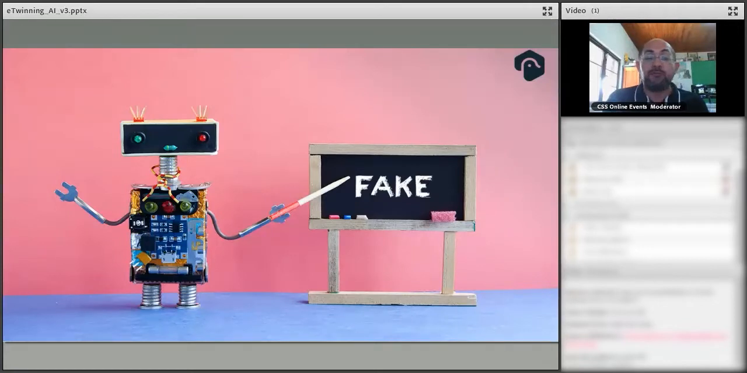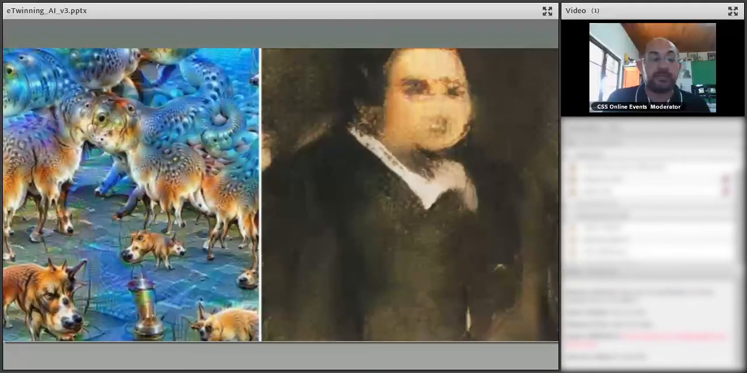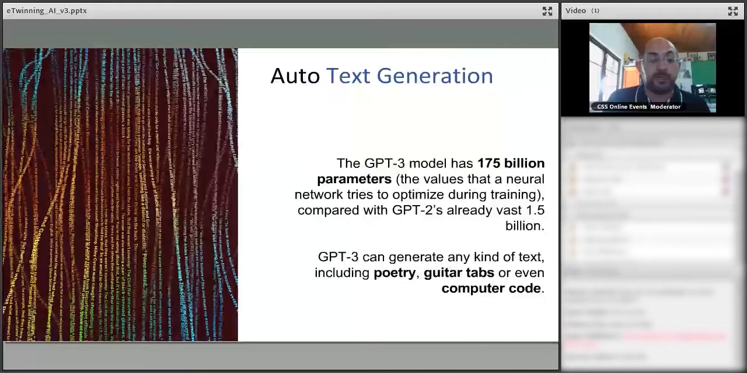Also, if you look, for example, at fake news, AI is being used around this, not only to produce fake news, but also to detect fake news. Then this is another example. This is not working because I have some animation here, but no problem.